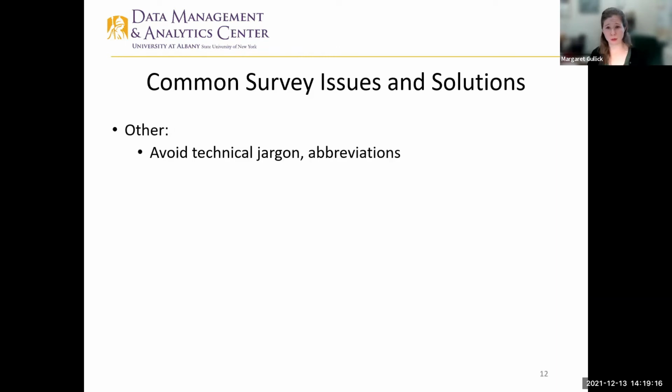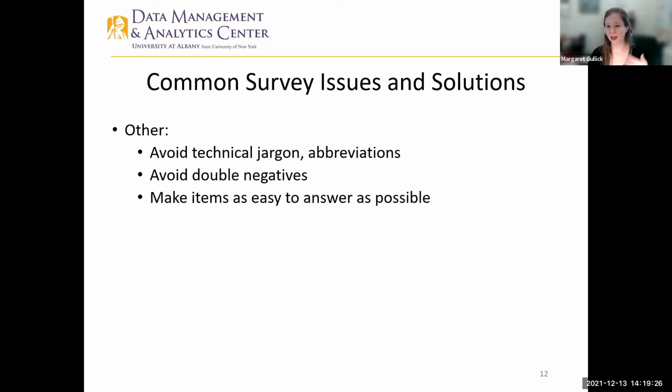A couple other items we just want to note. Obviously, it's good to avoid technical jargon or abbreviations. You want to avoid double negatives. They're just a little bit more cognitively difficult to work through. And you generally want to make your items as easy to answer as possible. You want this to be easy for your respondent to read your items, answer, and keep moving on through the survey.